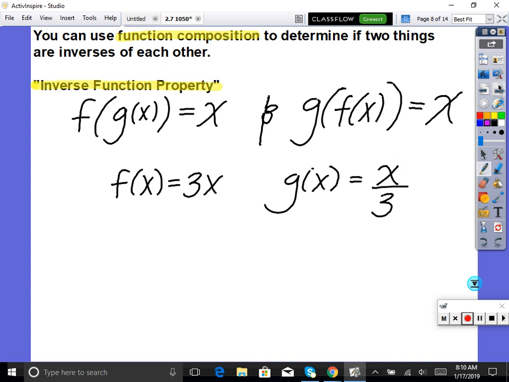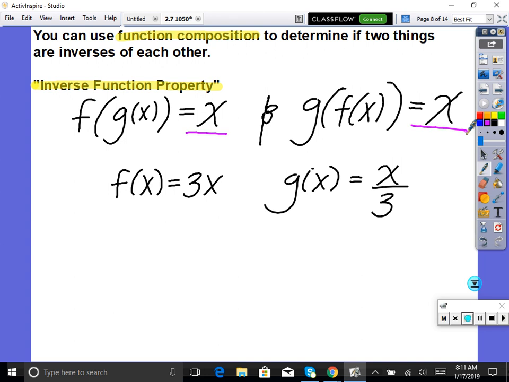This will always be true. If two functions are really inverses of each other, then you can do f of g of x. You can plug one function into the other function, and then you have to do it the other way too. Plug the other function into the other function. And as long as they both simplify to be x, they are considered inverse functions. So obviously there's an easier way.